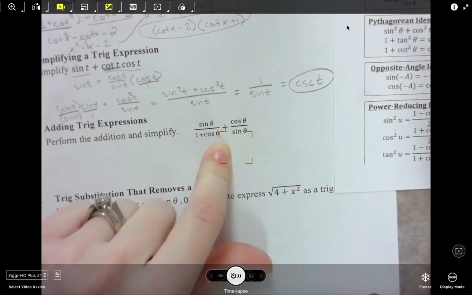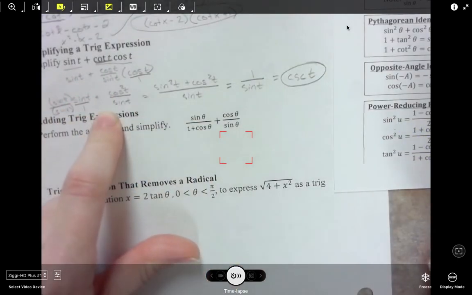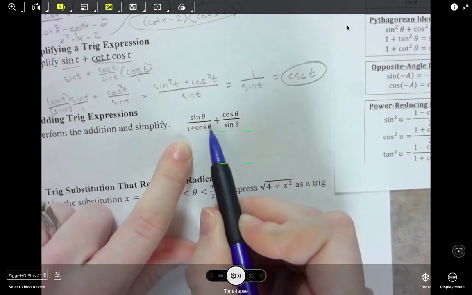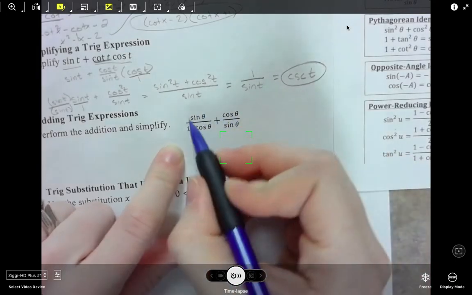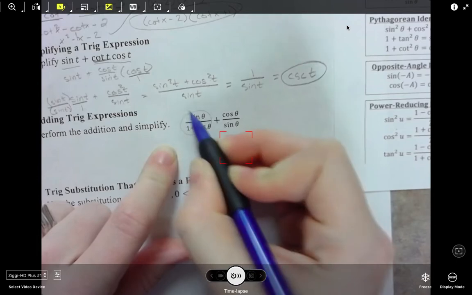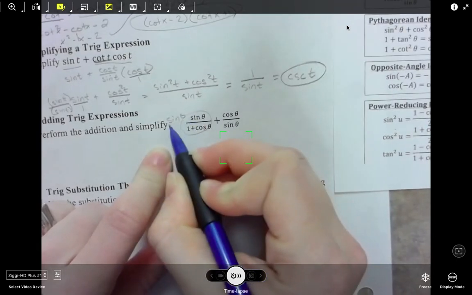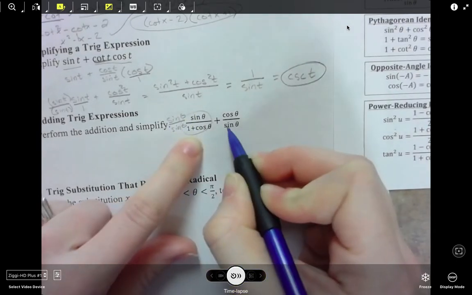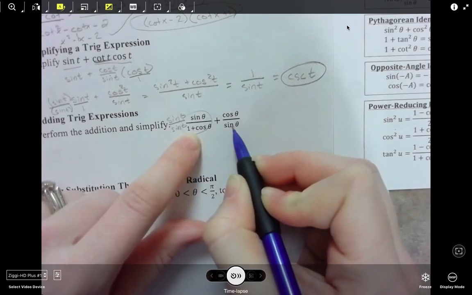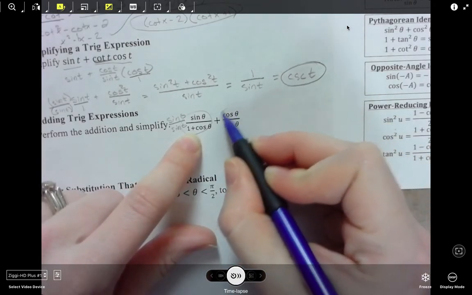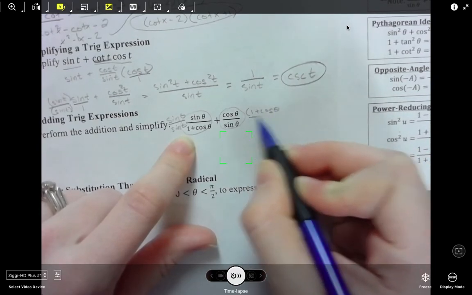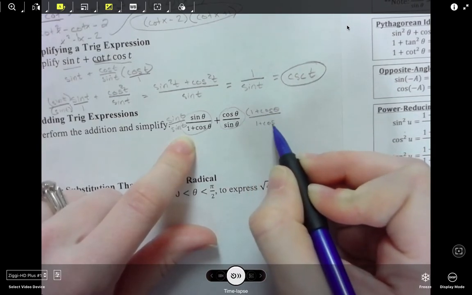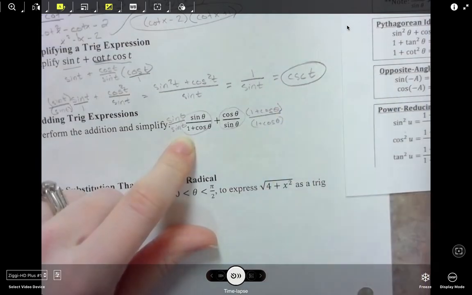This one they want us to perform the addition. And in order to add, like we did up here, we have to find a common denominator. 1 plus cosine of theta and sine of theta don't really have anything in common, so what I'm going to do is multiply this piece over here by sine of theta over sine of theta, because that's what it's missing from this denominator here. And I'm going to multiply this piece by 1 plus cosine theta over 1 plus cosine theta.